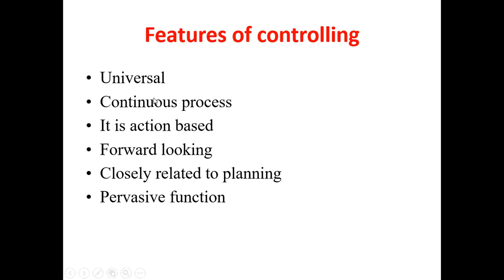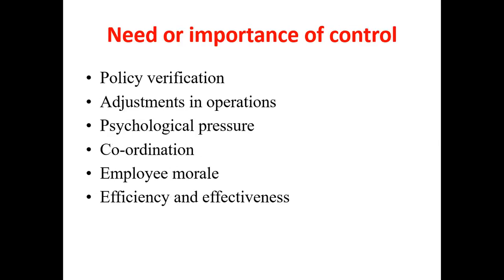These are all the features of controlling. The first one is universal. Controlling is a continuous process. It is action based. Controlling is forward looking. It is closely related to planning. The final one is that controlling is a pervasive function. These are some important features of controlling. Next, let us see the need or importance of controlling.